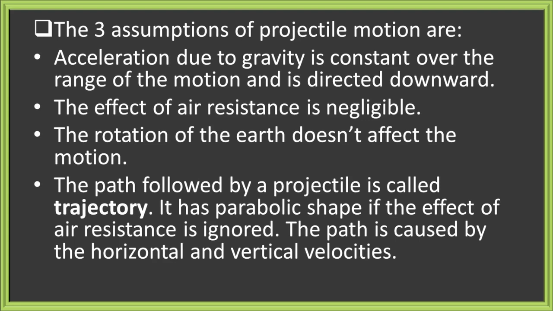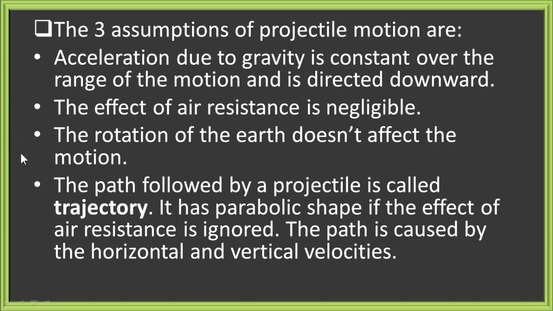There are three assumptions of projectile motion. The first assumption is that acceleration due to gravity is constant over the range of the motion and is directed downward. We take the acceleration due to gravity as constant, because if it is not constant, the equations of projectile motion will not be valid. The second assumption is that the effect of air resistance is negligible. We ignore the effect of air resistance on the motion of the projectile. The third assumption is that the rotation of the earth does not affect the motion. These are the three assumptions of projectile motion.